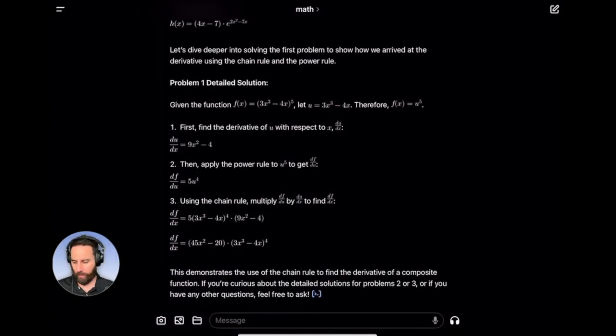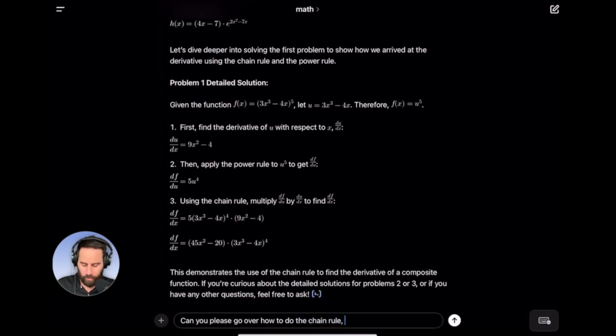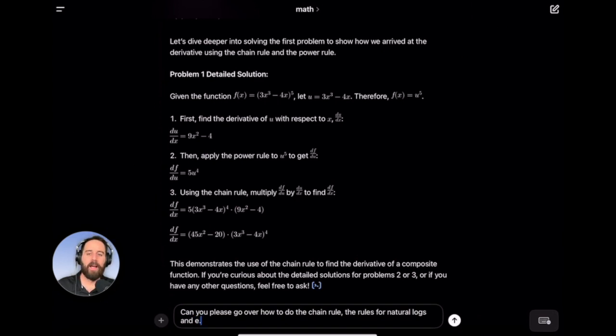Let's kind of go back and forth here. First, let's ask it to explain the chain rule. So I know the first one is the chain rule, and then we have logs and e. So can you please go over how to do the chain rule, the rules for natural logs and e's? What I like to do is ask it to explain it to me like I'm a high school student.